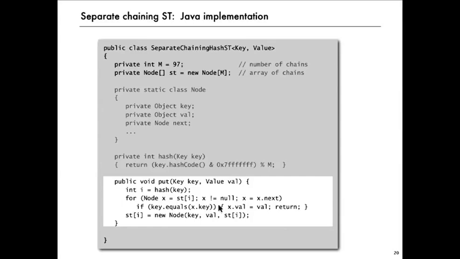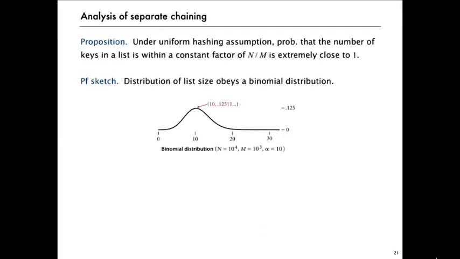And insertion is not much more difficult. You do the same thing, and if you find a node with key equal to the key on the linked list, you reset the value and return. Otherwise, you make a new node and put it at the beginning of the linked list with this standard code. Replace st of i with a new node that links to the old st of i. So again, very little code to implement search and insert using hashing, and that's why it's so popular.